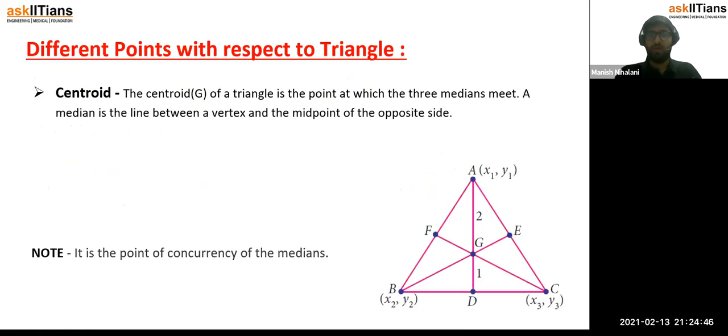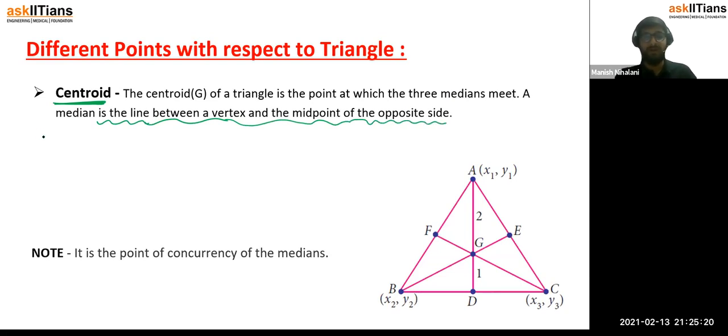Okay, now let's talk about different points with respect to a triangle. We would now be concentrating on a couple of different points. The first point we have is the centroid. The centroid of a triangle is the point at which the three medians meet. It is very important to understand what a median is. Median is the line between the vertex and the midpoint of the opposite side.